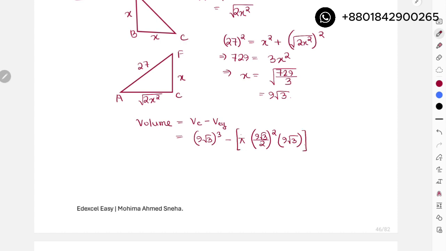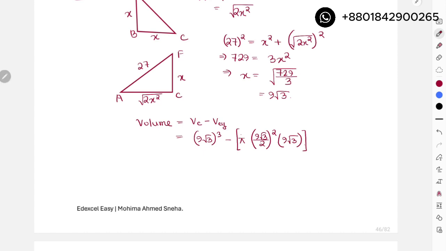This was the cube and this was the cylinder. So from there we have 9 root 3 power 3 minus pi times (9 root 3 over 2) squared, times (9 root 3).